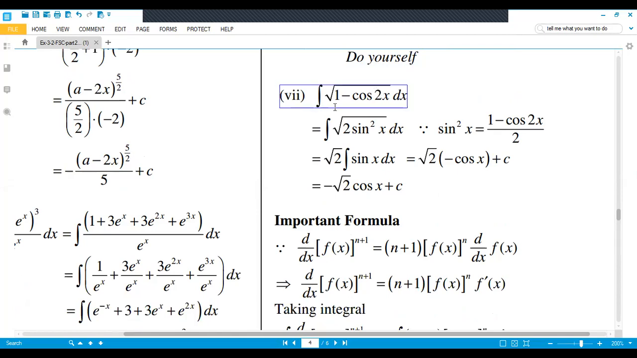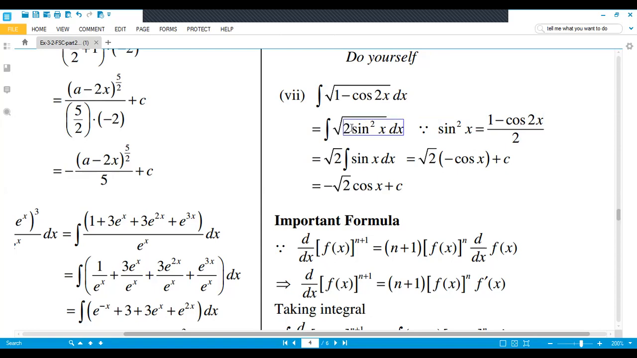Now come to the seventh part. In the seventh part, you have under root 1 minus cos 2x dx. You know that sine square x is 1 minus cos 2x divided by 2. If we shift this 2 to the left hand side, then 1 minus cos 2x will be equal to 2 sine square x. So we replace its value.